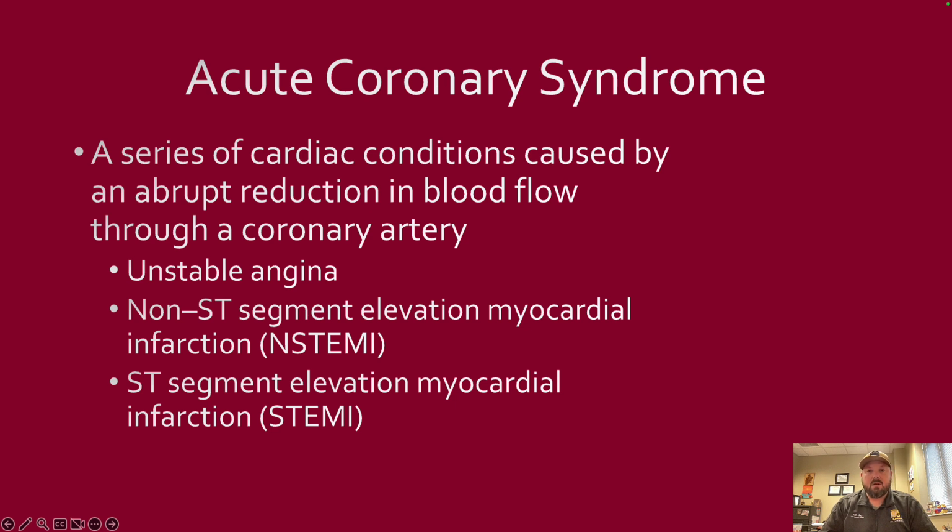So the definition of acute coronary syndromes: a series of cardiac conditions that are caused by an abrupt reduction in blood flow through a coronary artery. There are three major types of ACS: unstable angina, non-ST segment elevation myocardial infarction or non-STEMI, and ST segment elevation myocardial infarction, also known as a STEMI.